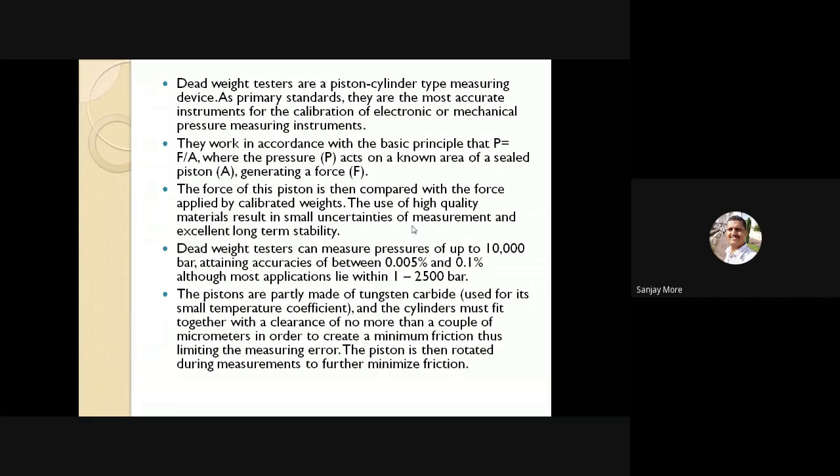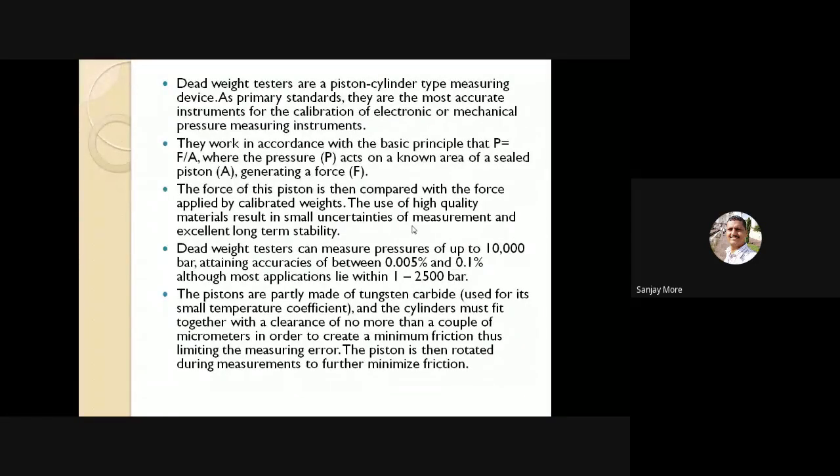results in small uncertainties of measurement and excellent long-term stability.